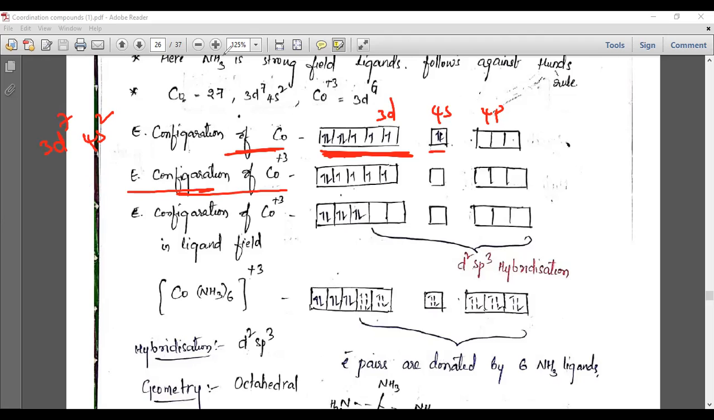Plus 3 means how many electrons should we remove? We should remove 2 electrons from here and 1 electron from here. So you will get directly 3d6. So 6 electrons will fill like this.